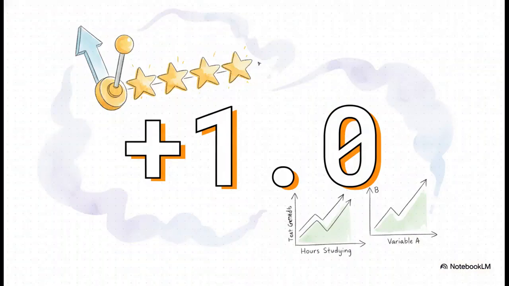So, let's say we get a coefficient of +1. Well, we've basically hit the jackpot of positive correlations. This is a perfect relationship where both variables move in the exact same direction. As one goes up, the other goes up right along with it. A classic example is the more hours you study for a test, the higher your grade.